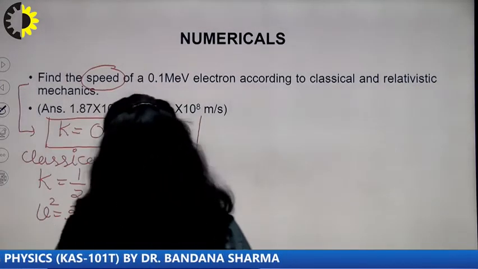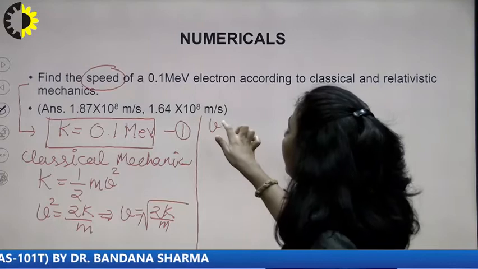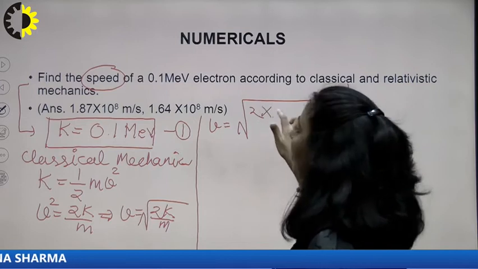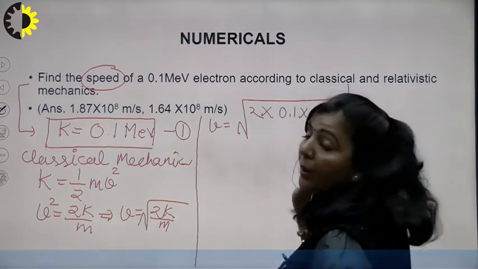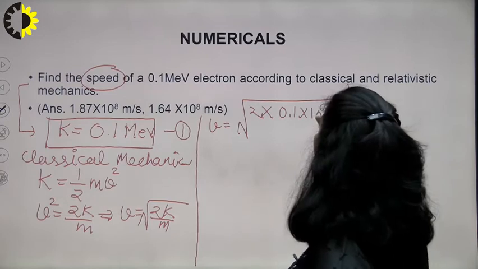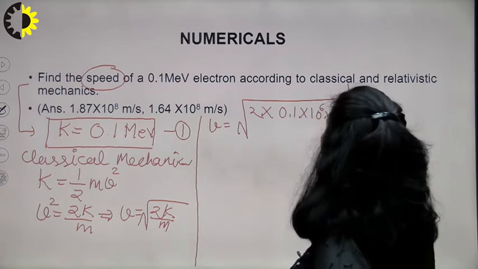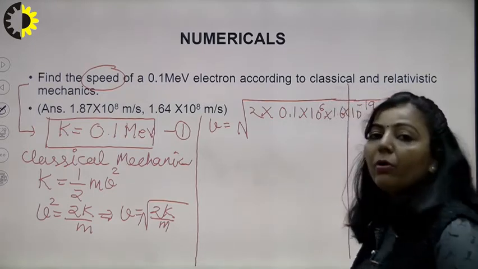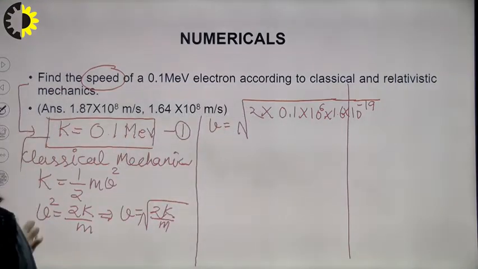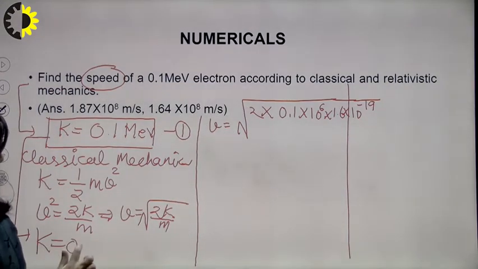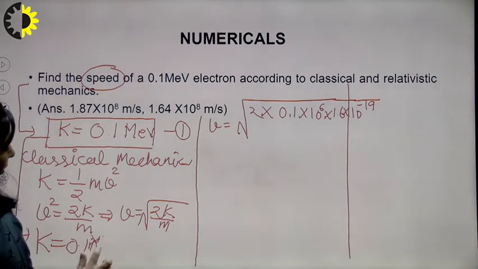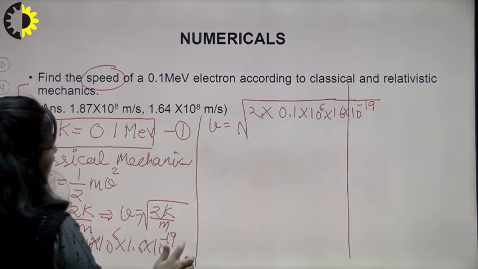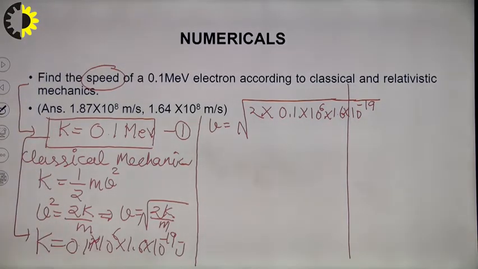Now you can substitute these parameters here. What is the value of v? It is root 2k upon m. What is k? K is the kinetic energy which is given here, 0.1 megaelectron volt. Mega means 10 raised to power 6. Electron volt means 1.6 into 10 raised to power minus 19 joule. So K is 0.1 into 10 raised to power 6 into 1.6 into 10 raised to power minus 19 joule, which is the kinetic energy in joule.